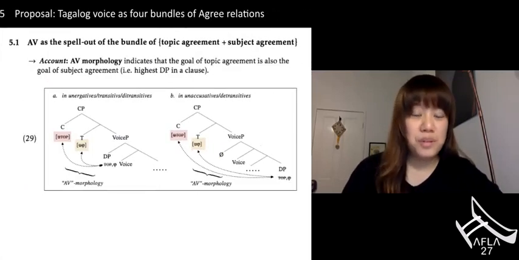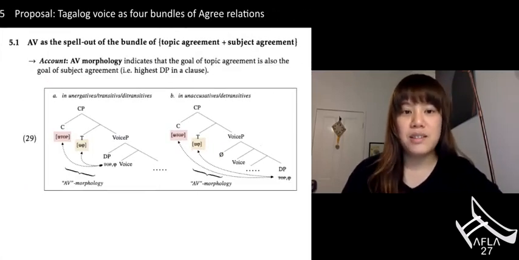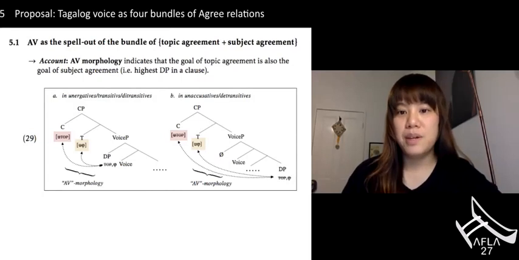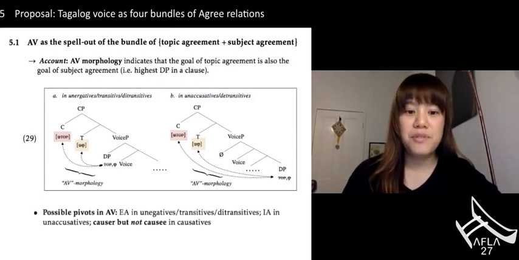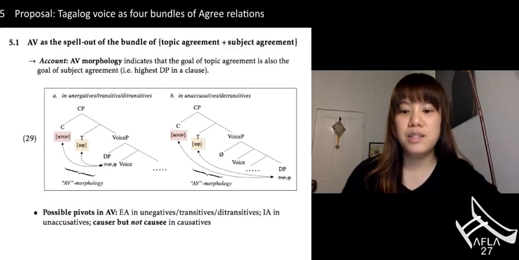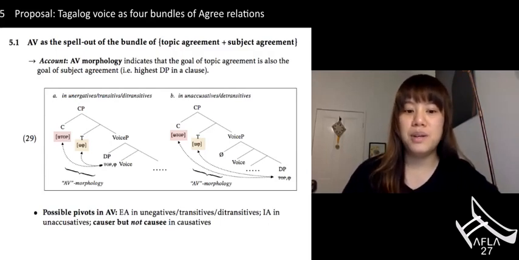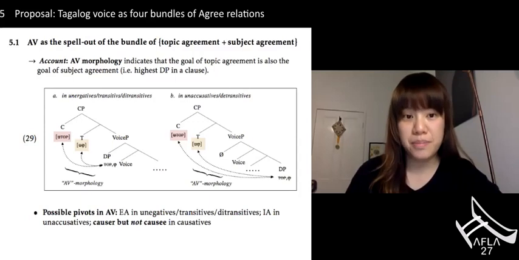So I assume that active voice morphology is the spell out of the bundle of topic agreement plus subject agreement. And this accounts for the fact that possible pivots in AV include the external argument in an ergative or a transitive, but also the internal argument in an accusative. And also that it's possible for the causer, but not the causee, in causatives.